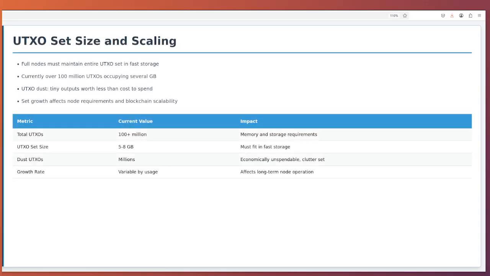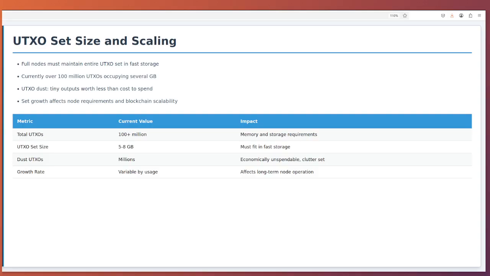UTXO set size and blockchain scaling. The UTXO set size has important implications for Bitcoin's scalability and node operation. Remember, every full node needs to maintain the complete UTXO set to validate transactions. As Bitcoin grows, this set grows too, creating storage and memory requirements. Currently, the UTXO set contains over 100 million UTXOs, occupying several gigabytes.